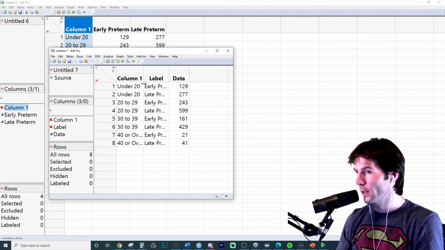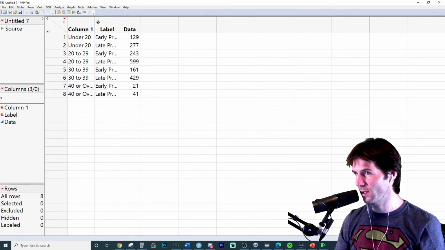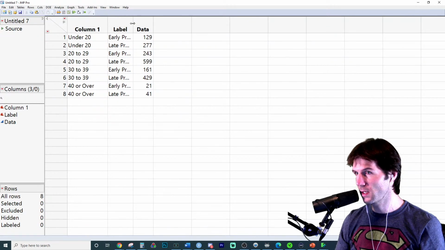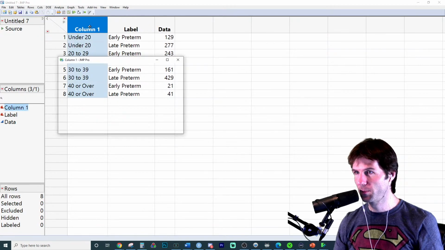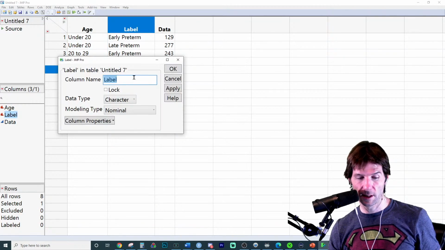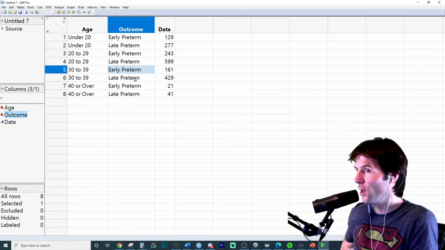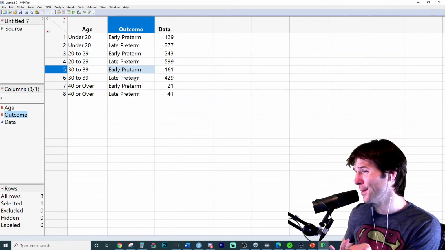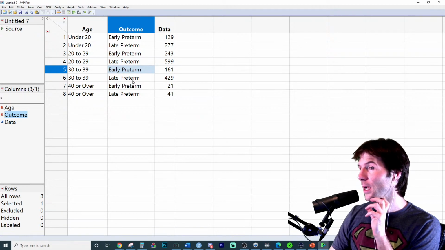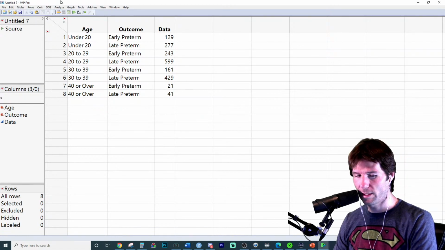And now we have two categorical variables. I'm going to make it look a little bit nicer. This is like someone's age group, and this is the outcome. So we can double click that and call it age. And then we can double click this and call it outcome. There we go. Nice job. You don't have to change the names of those, but it can make it look a little bit easier. And so now we know people's age and the outcome of their pregnancy.